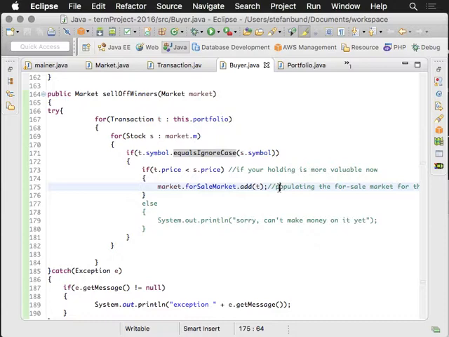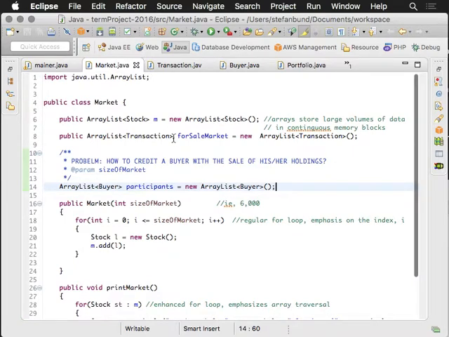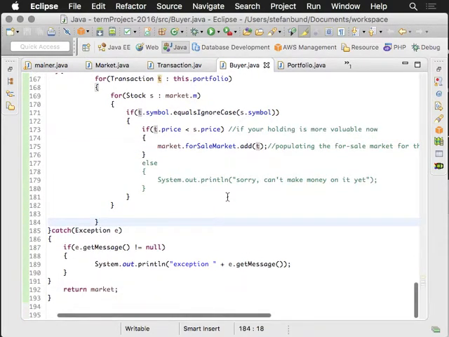And that obeys a couple of rules that we've established, which is that if you're in a position of making some money, then go ahead and put your stuff up for sale. And put stuff up for sale by adding your transaction to the for sale market. If we look into market, the for sale market is really just an array list of transactions, and that's all it is. We don't work with the for sale market within the market class, but we just make it public so you can add stuff to it. And when we add stuff to it, that means that stuff is technically up for sale.